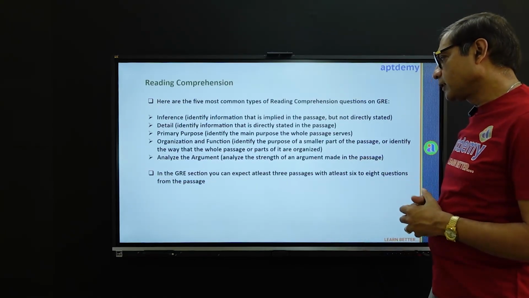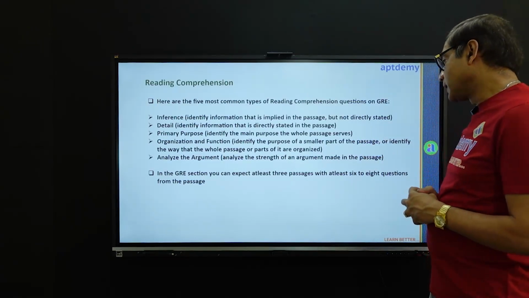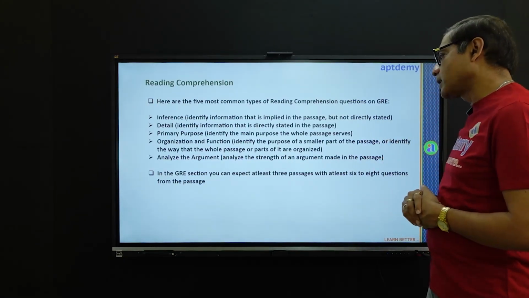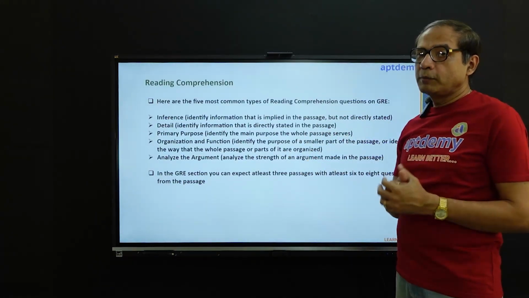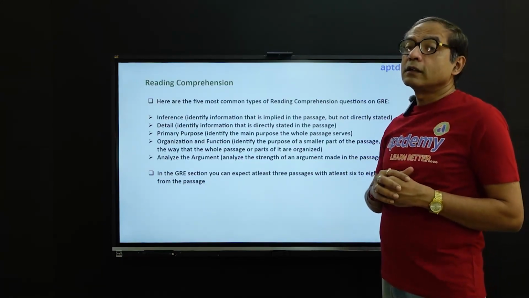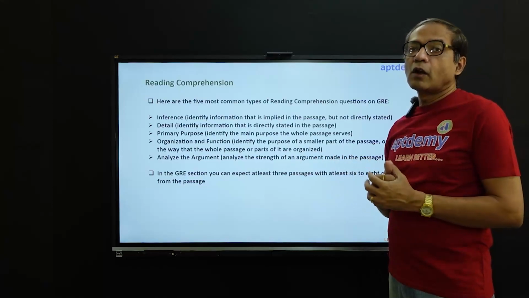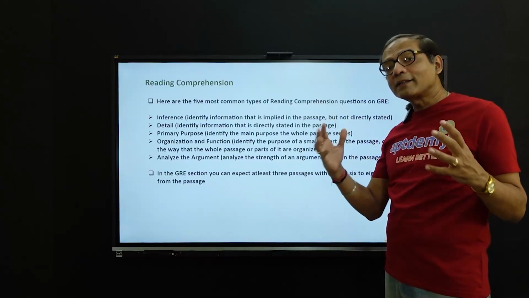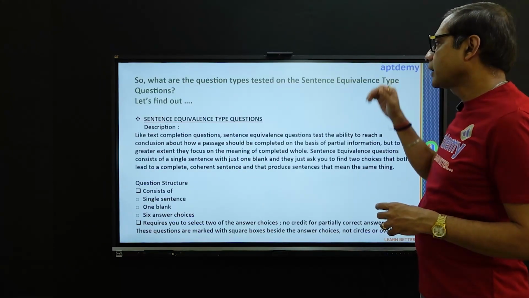So in this particular section, you can expect at least 3 passages with at least 6 to 8 questions from the passages. So it's distributed amongst the 3 passages. In one you might get 3 questions, in the other you might get another 3, and in the other you might just get 3 to 4. So it all depends on how the examiner has structured the exam. Moving on to the next section.